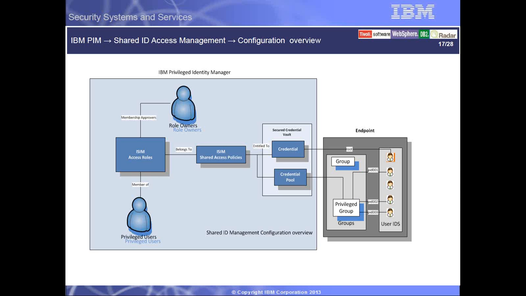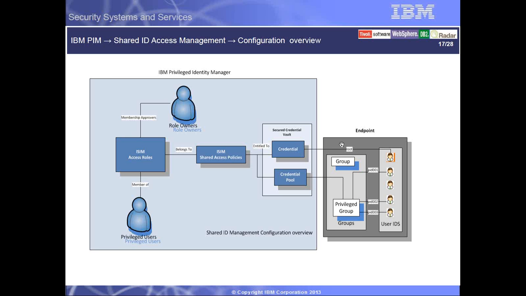You can have the shared access policies, which you can map. For example, if a person is part of such an ISIM access role, he would get access to the credential or a credential pool. Now you could have the approval mechanism, which is part of the workflow. You can tag it to the role owners. So the approval request goes to the role owners. Once they approve, the provisioning can happen, or the access is granted.